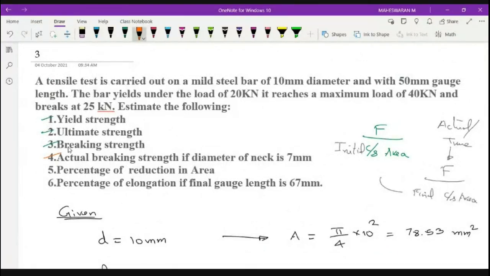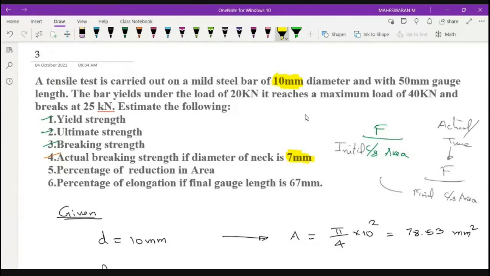Now they're asking what is the percentage of reduction in area. How to identify reduction? Do you have two areas? One is diameter 10, which is initial, before you apply a load. Once you apply a load, it breaks. During breakage, your diameter is 7 mm. So I'm going to consider the area with respect to each. What is my initial area, 10 mm diameter or 7 mm diameter? 10, sir. Yes, 10 mm is my initial.